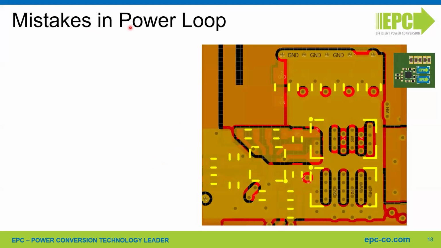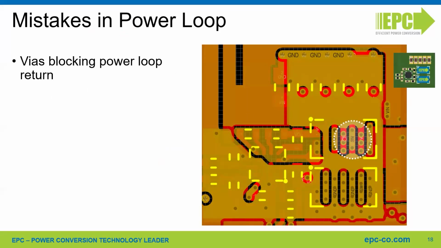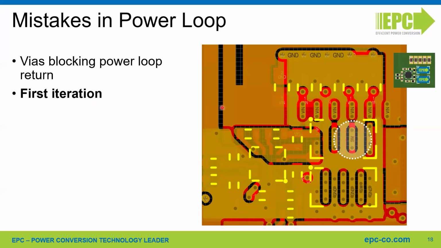So in the power loop, what can be improved? In this case, you can see added vias in pad, and those vias are creating voids that are interrupting the return ground polygon. And this is increasing the inductance of the power loop. So as a first iteration, we remove those vias and we place those vias which are connecting the input bus to the drain of the FET upwards.